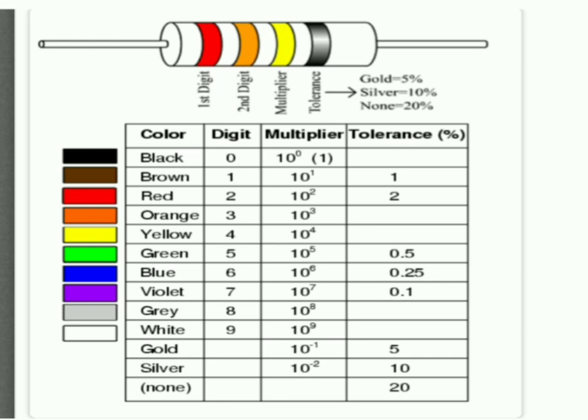To remember this sequence of colors starting from black, brown and so on, we use a phrase. Look at the phrase: B.B. ROY of Great Britain has very good wife wearing gold and silver ornaments. Again I repeat, B.B. ROY of Great Britain has very good wife wearing gold and silver ornaments.